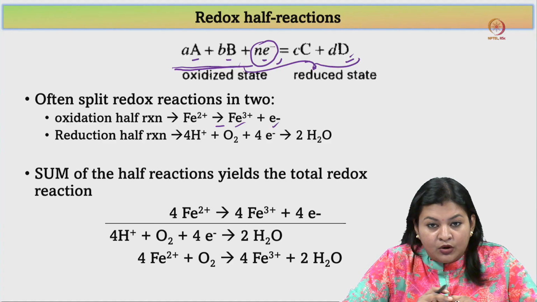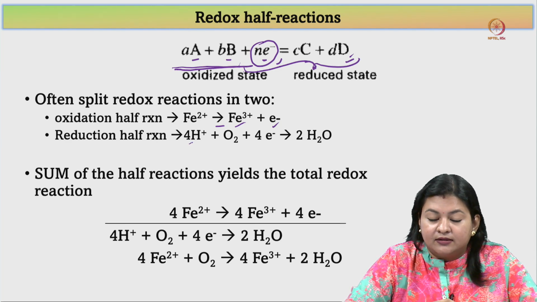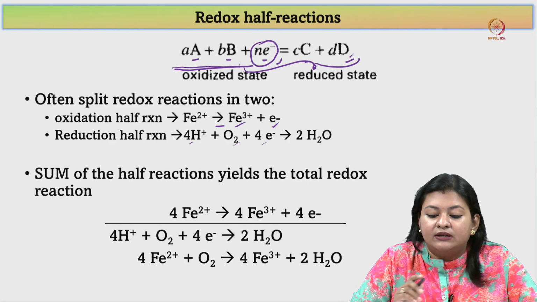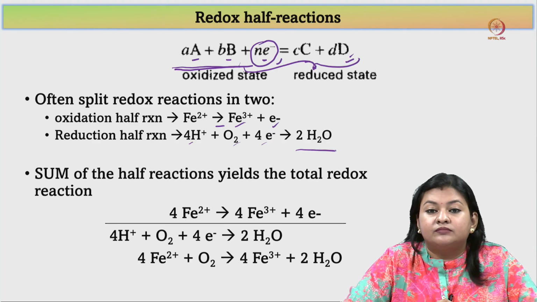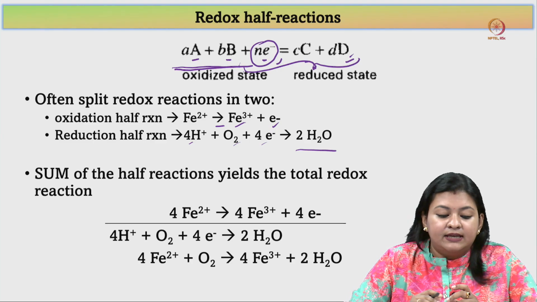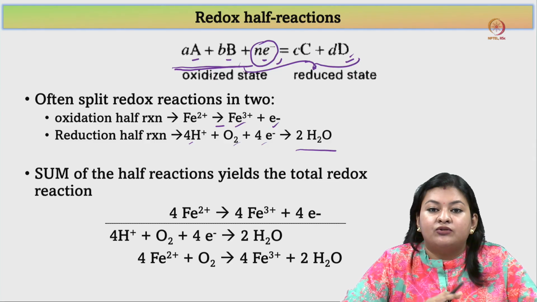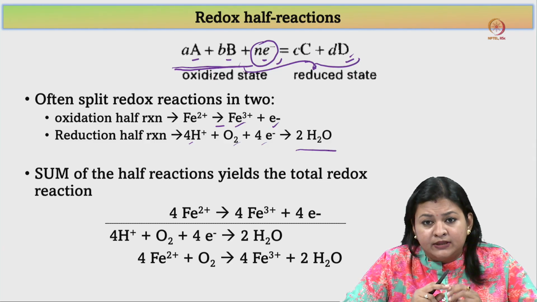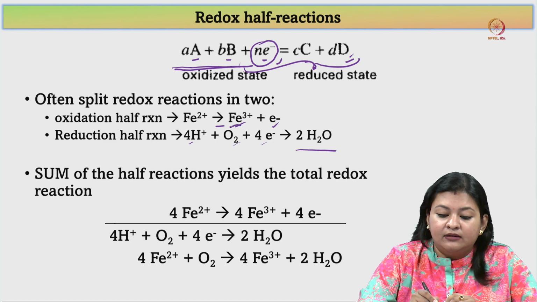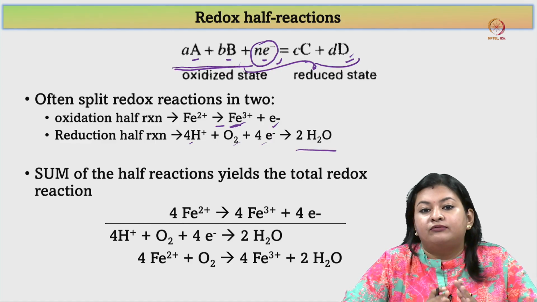So, iron 2 plus gives out one electron to form Fe3 plus, and the electron is left in the system. What will be the reducing half reaction? Here 4H plus and oxygen will accept those electrons and form water. Why is this called the oxidation half and why is this called the reduction half? See, in the oxidation half of the reaction, in the product there is one electron. So, here iron is getting oxidized. So, this is the oxidation half of the reaction.